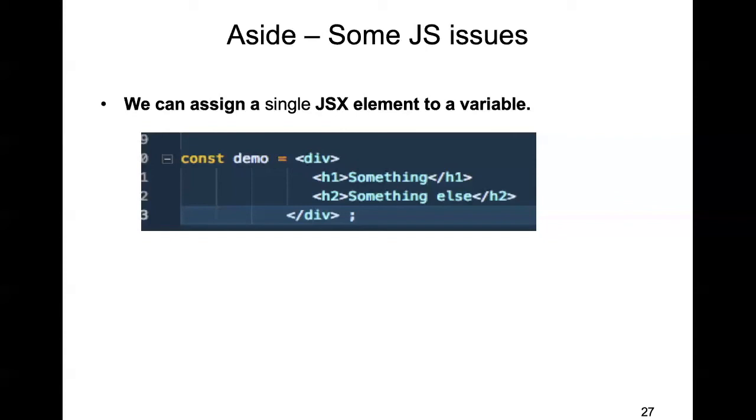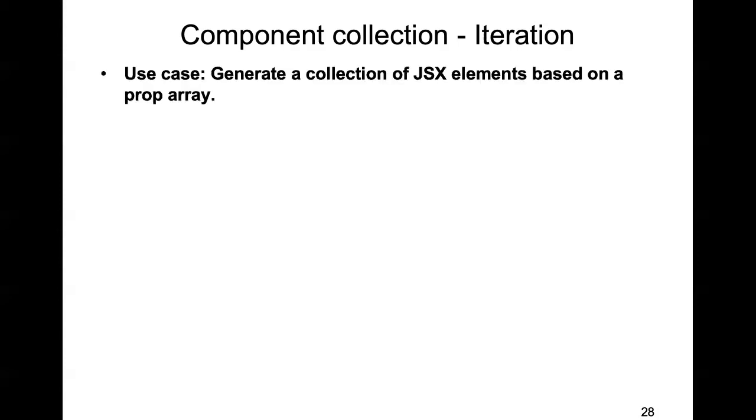So armed with all of that knowledge, we come on to the next example. In the next example, what I'd like to be able to do is to iterate over a data array, and for each entry in that data array, produce as output a JSX snippet, and then maybe display the array of JSX snippets that have been produced. So that's the use case: generate a collection of JSX elements, typically based on a prop, which is an array that has been passed into the component. That's really what we find ourselves doing a lot.